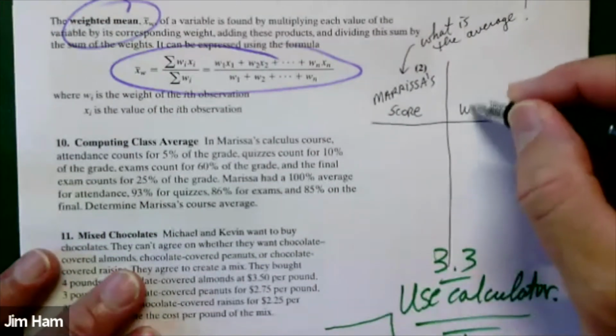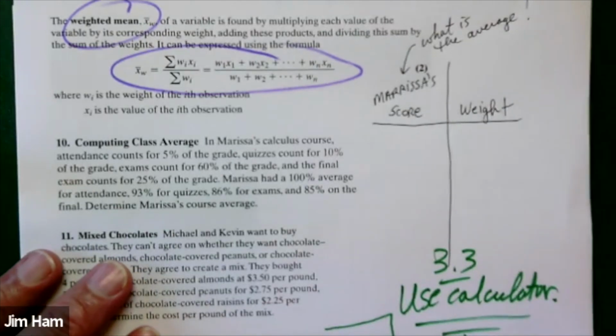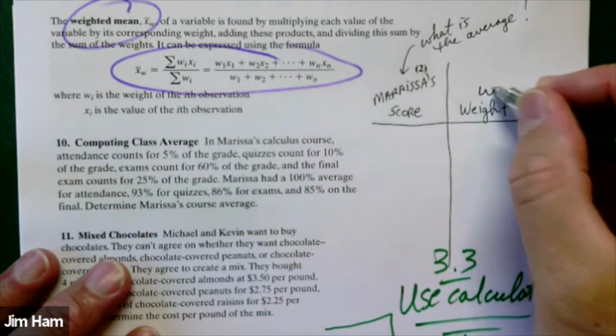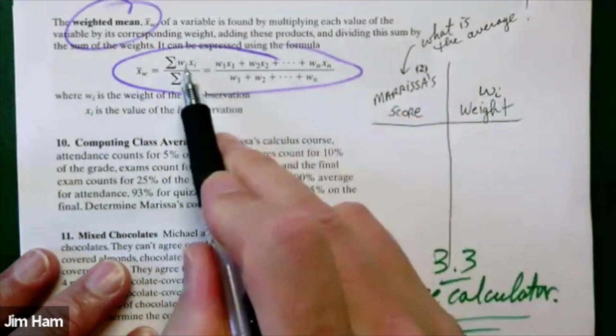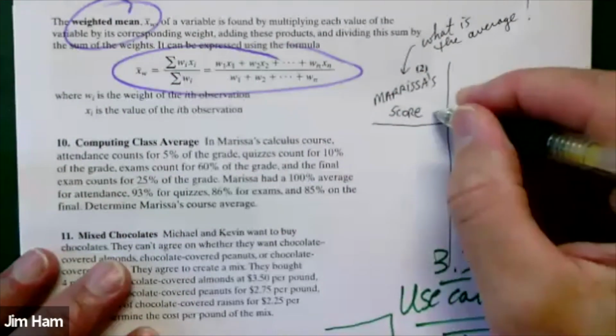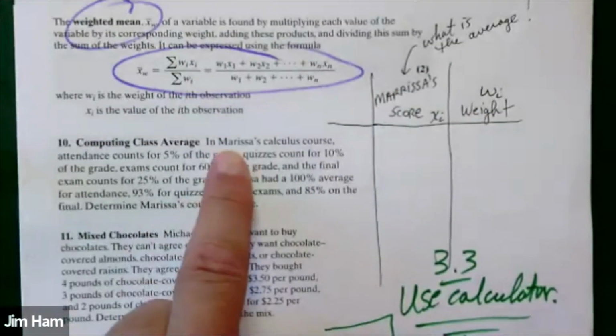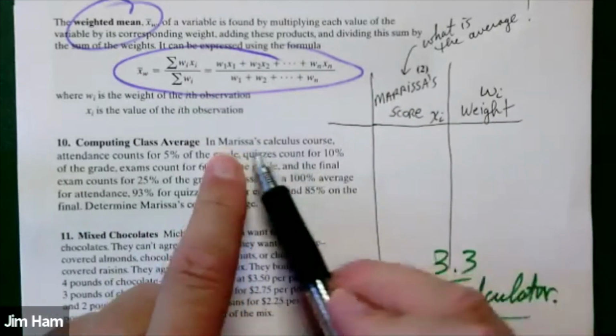And then over here, we're going to have the weight. So if you take an exam, how much is that exam worth? Is it worth 50% of your grade, or is it worth 10% of your grade? That matters. That's the weight. The weights are the W sub i's in our formula, and the scores are the X sub i's in our formula. So let's read on and fill in this table.